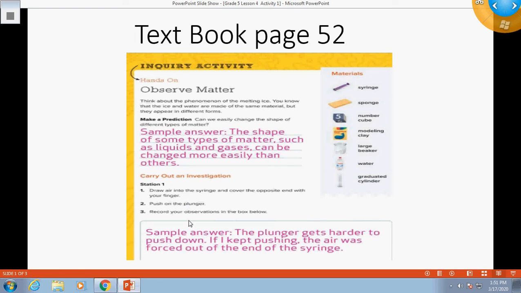The second question, when you go to station number 1, the sample answer will be: the plunger gets harder to push down. If I kept pushing, the air was forced out of the end of the syringe. So this is the model answer for page 52. Students who are slow in writing, you can of course stop the video, and when you finish writing in your textbook, push play again.